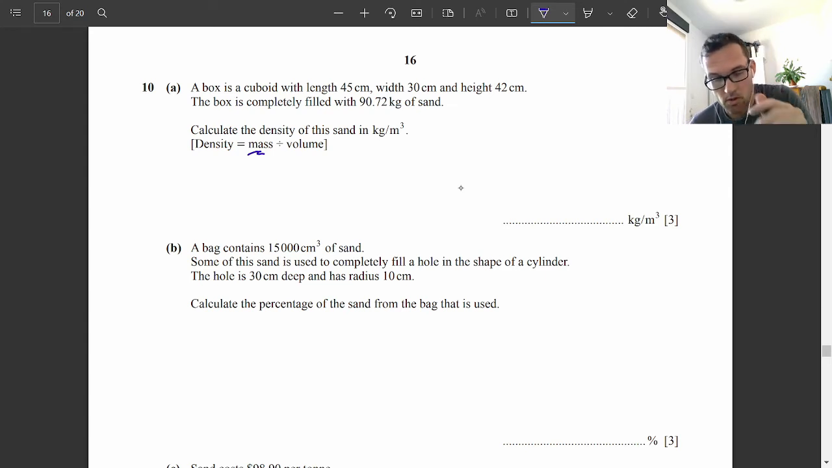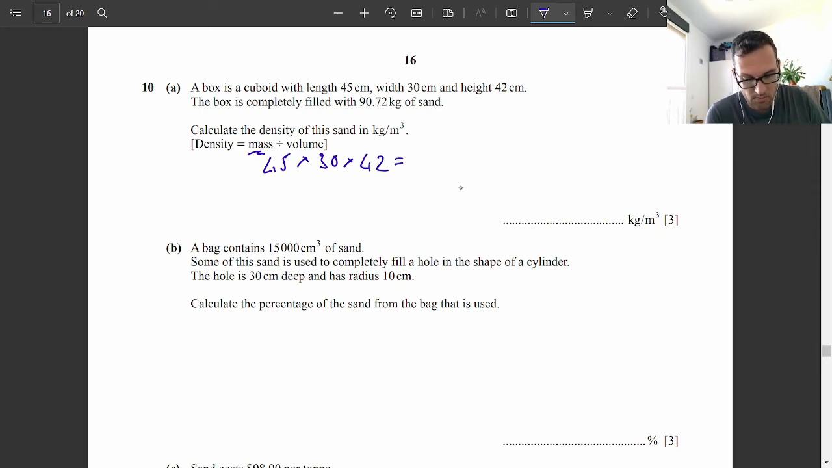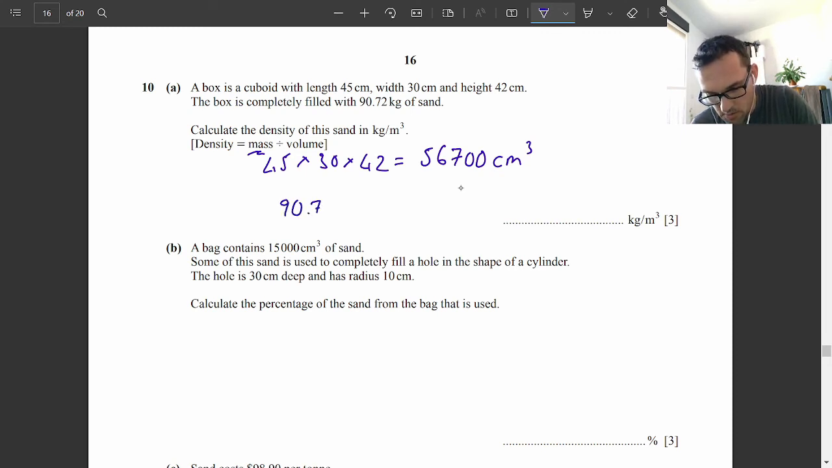To find the volume of a cuboid, we do length times width times height. 45 times 30 times 42. That will give us 56,700 centimeters cubed. And to find the density, we take the mass, 90.72 divided by 56,700 kilograms divided by centimeters cubed gives us kilograms per centimeters cubed.